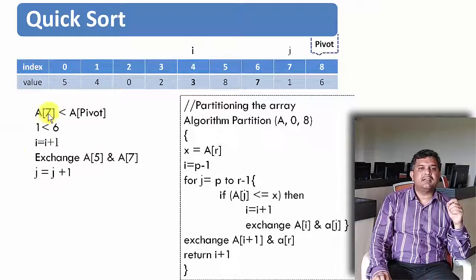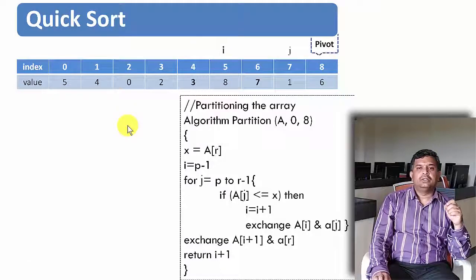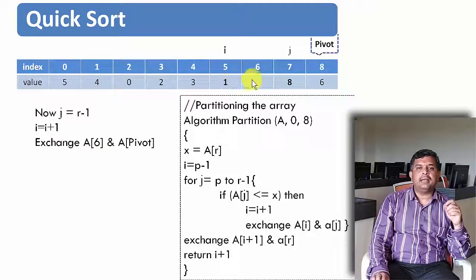Now the A7 value is 1, the pivot value is 6. The same steps we are going to do. We are going to increment i, and 8 and 1 we are going to interchange. So 1 came here and 8 is now there. And now the loop came to r minus 1.